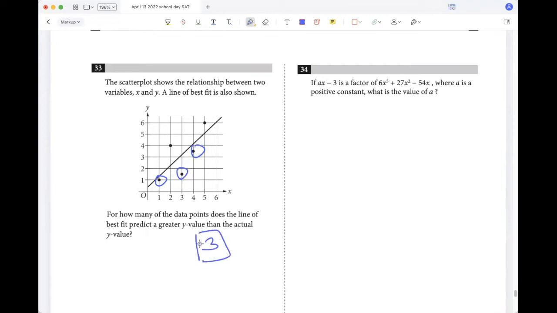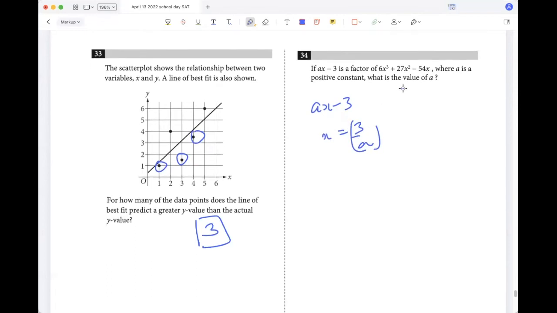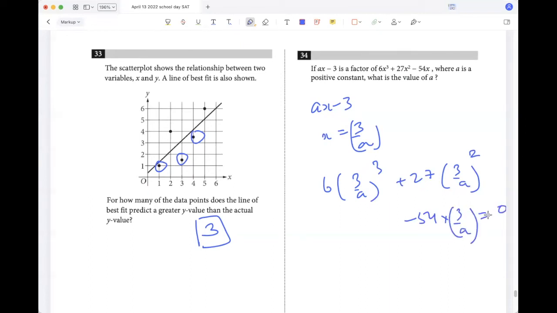If AX minus 3 is a factor of this, where A is a constant, what is the value of A? Okay, so basically, if AX minus 3 is a factor, then we can put x equal to 3 by A in this equation, and that expression should become 0. So 6 times 3 by A cubed plus 27 times 3 by A squared minus 54 times 3 by A should become 0, right?